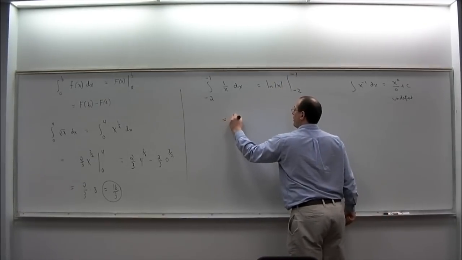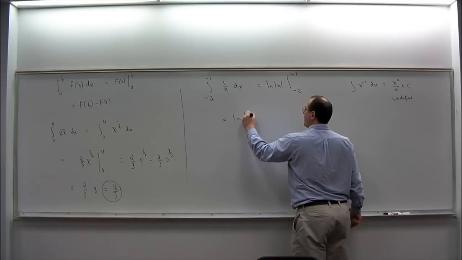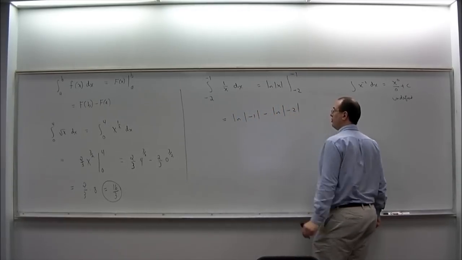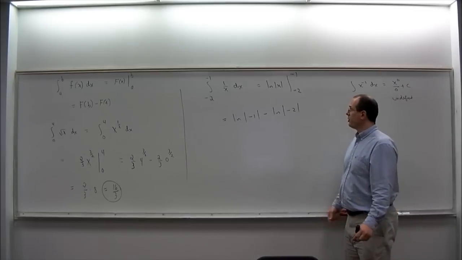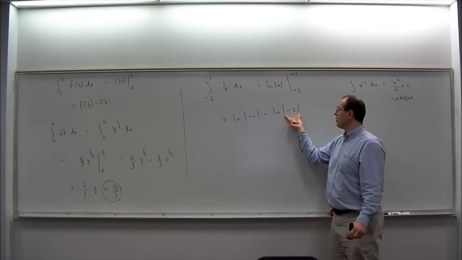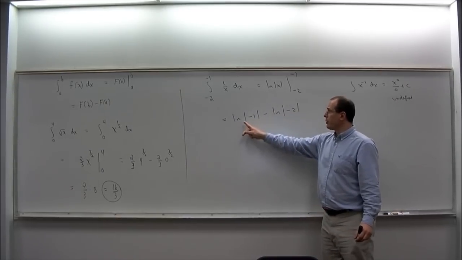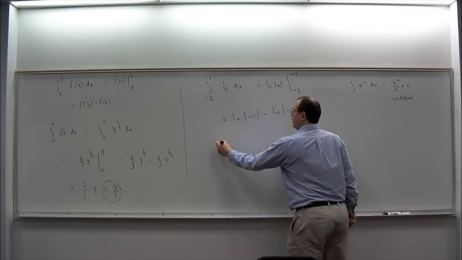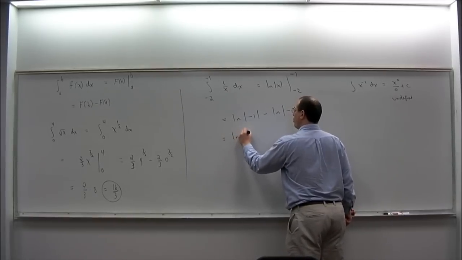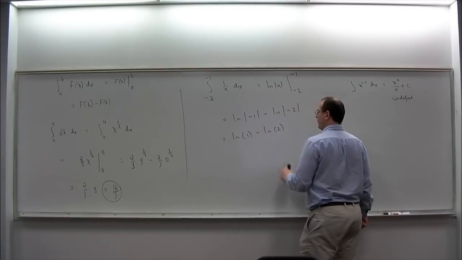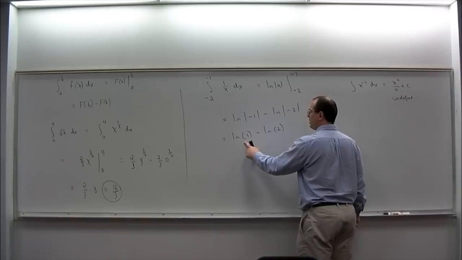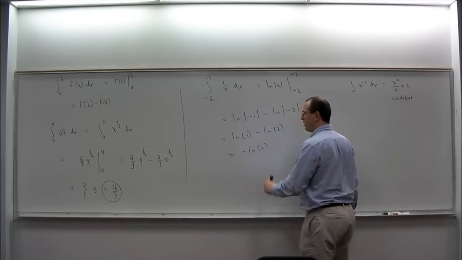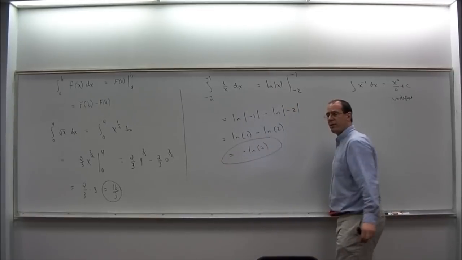So I have the log of the absolute value of -1 minus the log of the absolute value of -2. So here we can see that the absolute values are crucial because without them, the log of -1 is undefined, as is the log of -2. But now it becomes the log of 1 minus the log of 2. The log of 1 is 0, so this is negative log of 2. So there is our numerical answer.